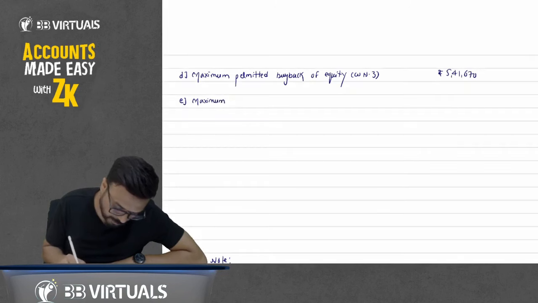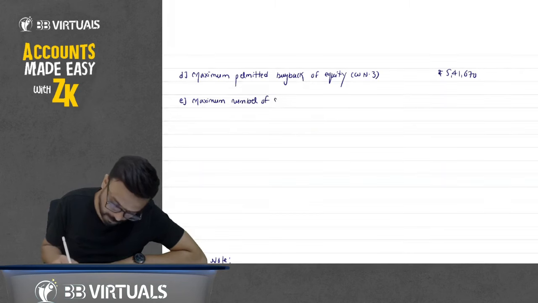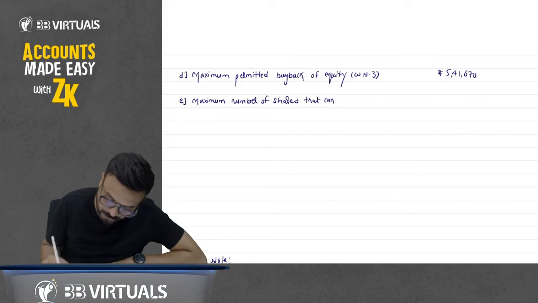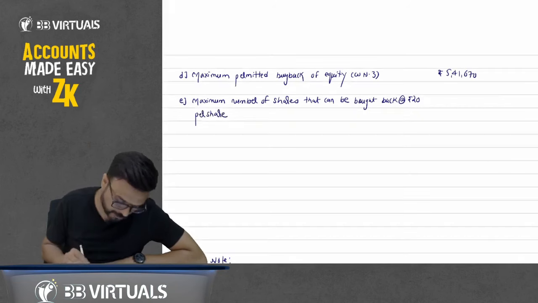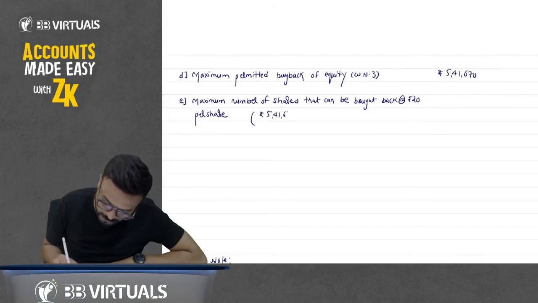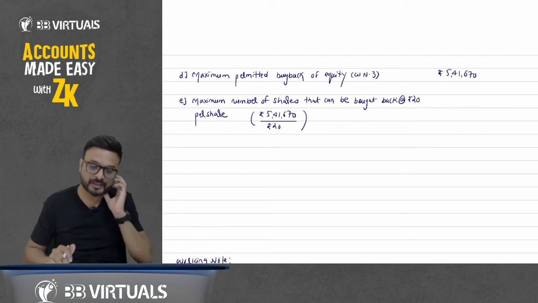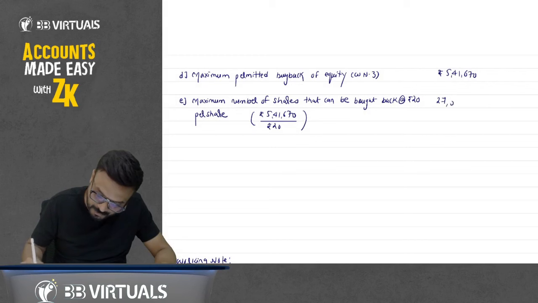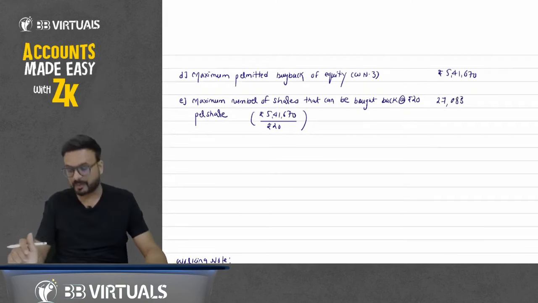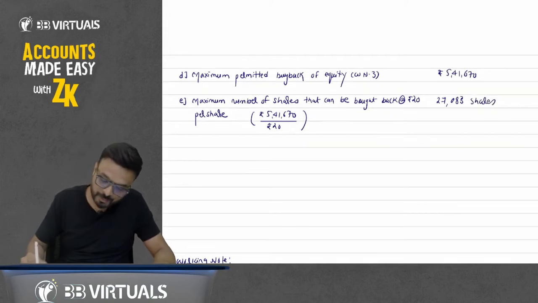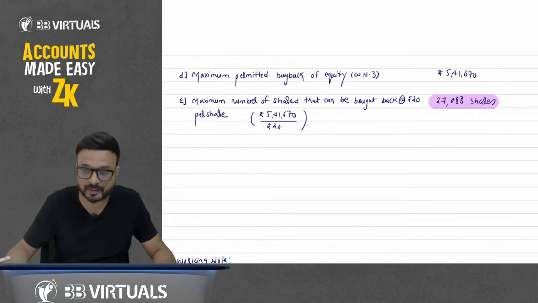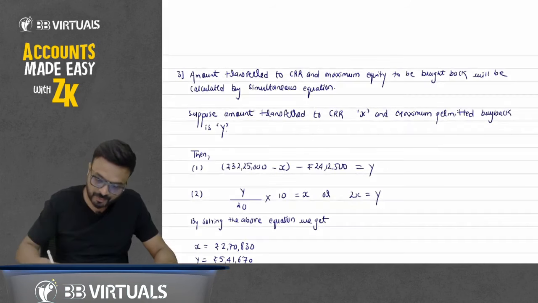Point number E: maximum number of shares that can be bought back at a rate of rupees 20 per share. So 5,41,670 divided by 20, since for one share you are paying 20, comes to 27,083.5. We will take only 27,083 shares. So as per this debt equity ratio, the maximum number of shares we can buy back is 27,083 shares. 27,083 multiplied by 10 gives the amount of X.